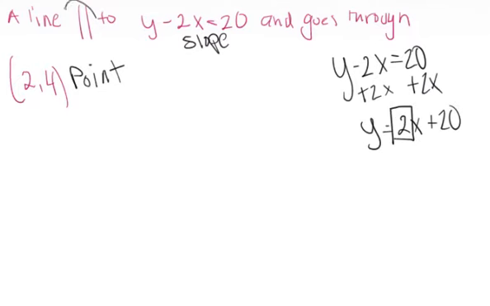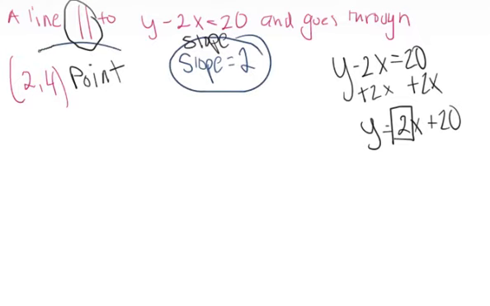It's a parallel slope. This is a sign for parallel, so I'm going to have the exact same slope. So the slope that we're going to use here is a slope of 2, because it's the exact same. So now I have my slope, I have my point, so now I can use point slope.